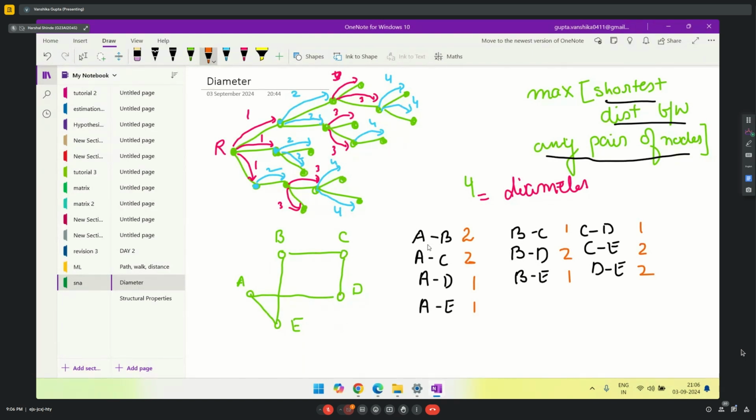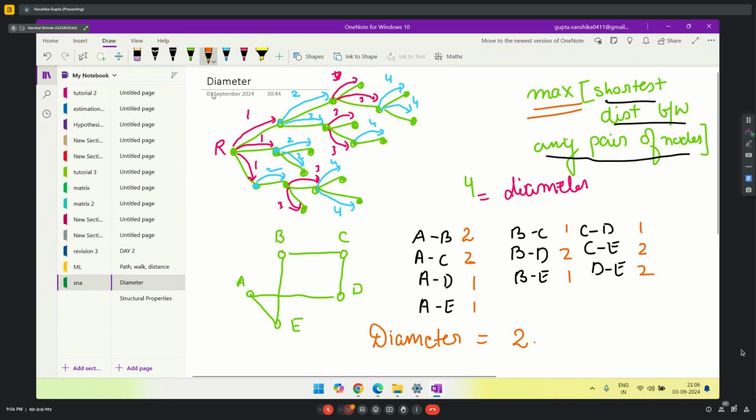Now what you have to do, you need to find the maximum value, right? What is the maximum value amongst these? So 2 is the maximum value. So therefore the diameter of this graph will be 2. I hope this concept of diameter is clear.